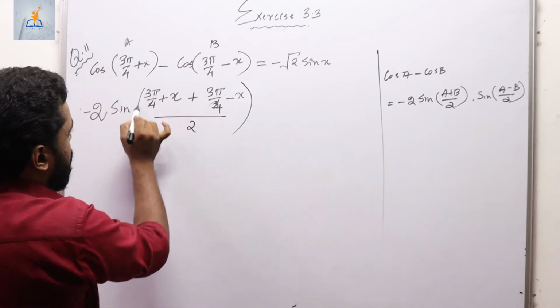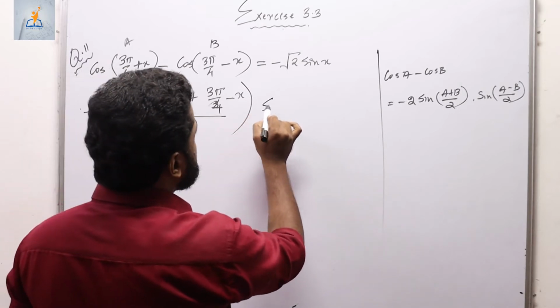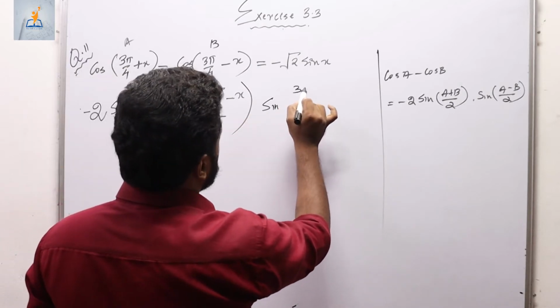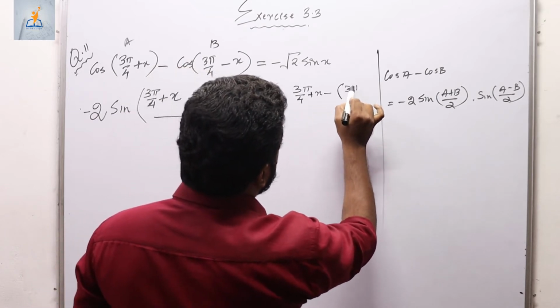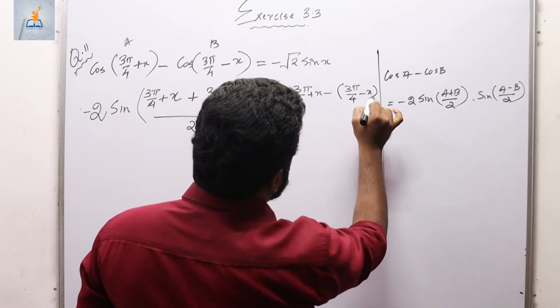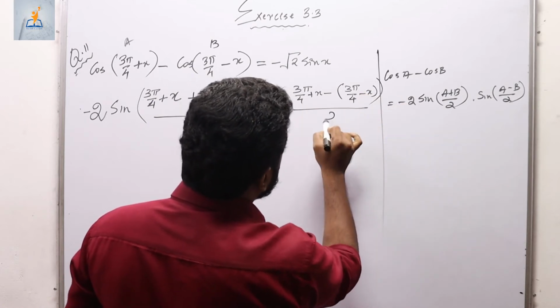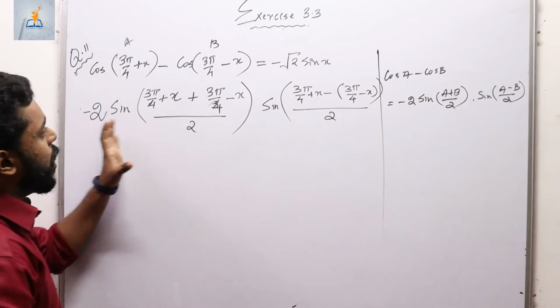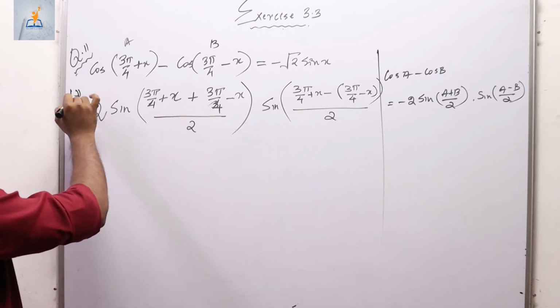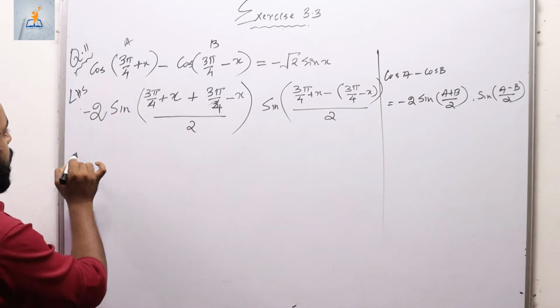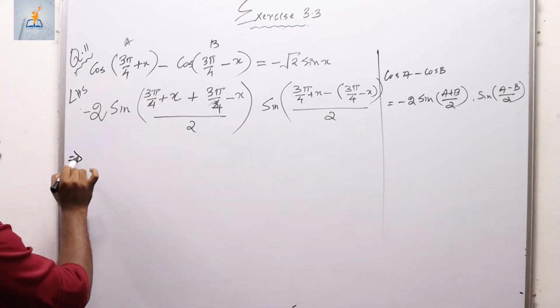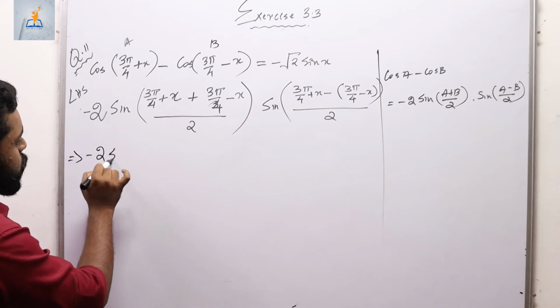So it will become (a plus b) by 2 into sin (a minus b) by 2, which means (3 pi by 4 plus x) minus (3 pi by 4 minus x), whole divided by 2. So this becomes the formula of the left hand side. So the left hand side becomes this on applying this identity. Again we can simplify it, as it is equal to minus 2 sin.